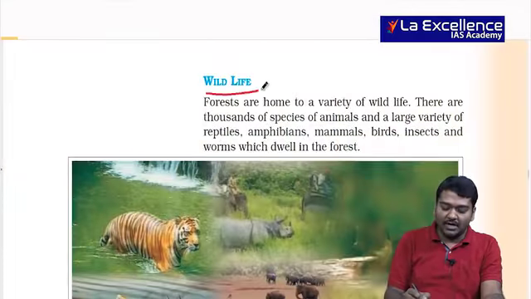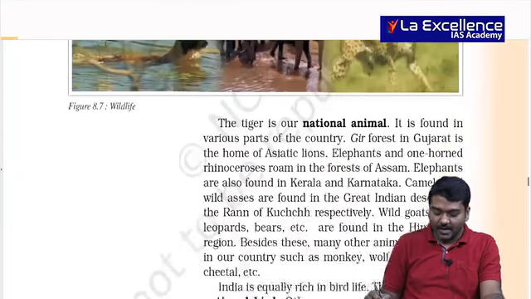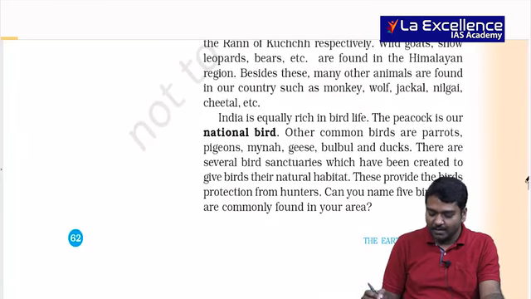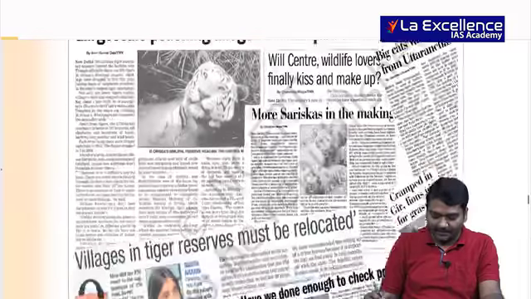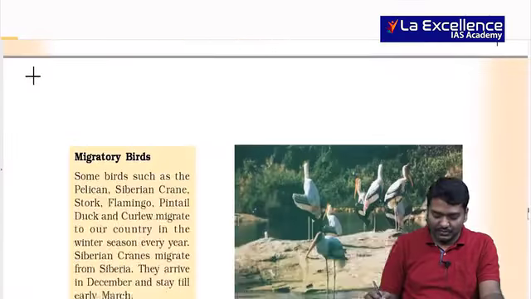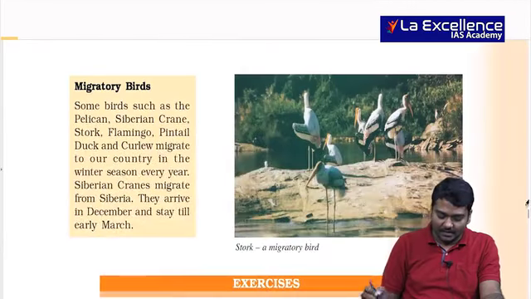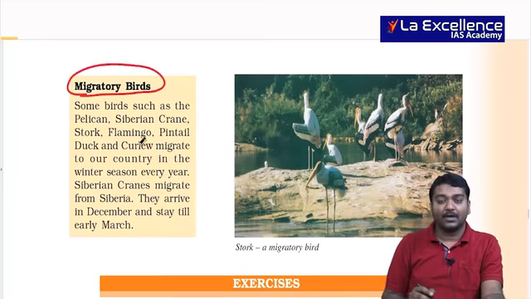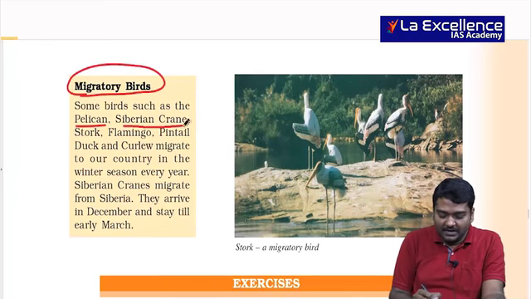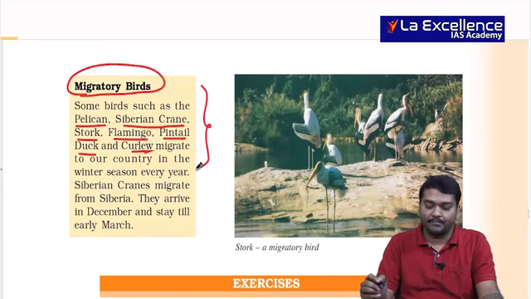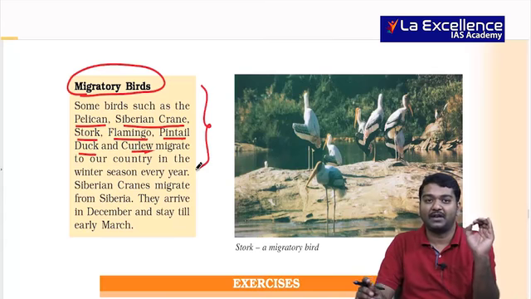And then we need to look at wildlife sanctuaries. And whenever we say, you should be aware that tiger is our national animal, peacock is our national bird. I'm just wasting your time by showing you some aspects. What is more important is this: migratory birds. Some birds such as pelican, Siberian crane, stork, flamingo, pintail, duck and curlew migrate. Very, very important, right? Just try to remember the migratory birds.